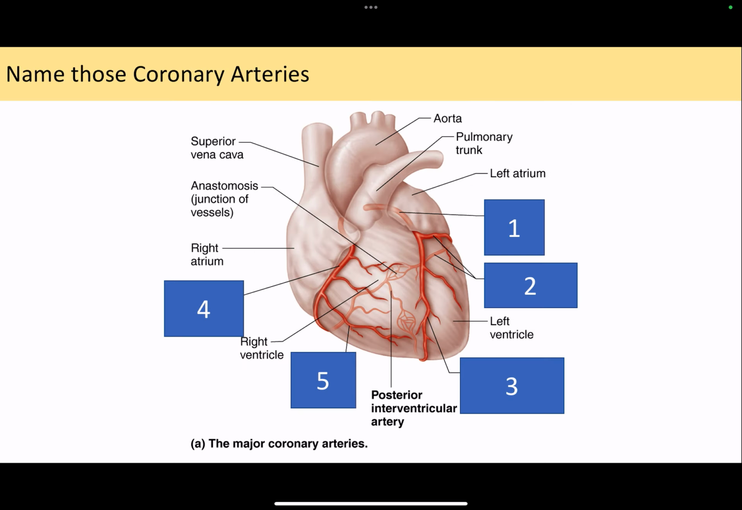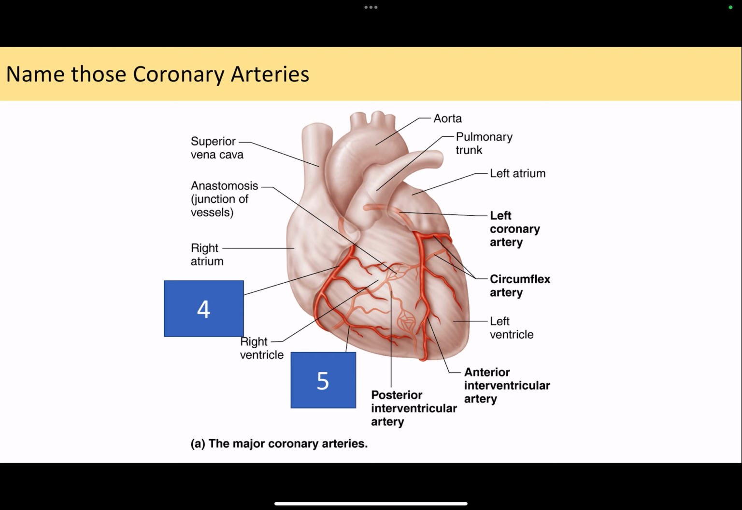All right, so what's number 1? Left coronary artery. Remember, you have to switch it in your head because the person's facing you. What's number 2? That wraps around the back. The circumflex artery. What's the one coming down the front? Left anterior descending artery. Left anterior descending or anterior interventricular artery. What's number 5? Oh, wait, no, number 4. What's number 4? Right marginal artery.